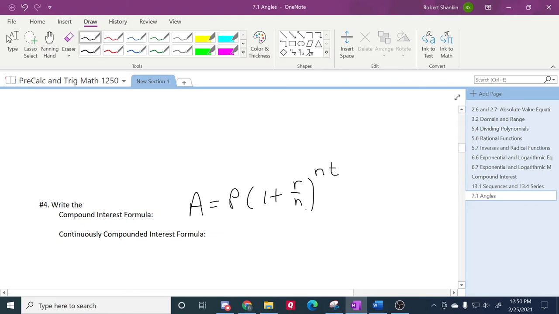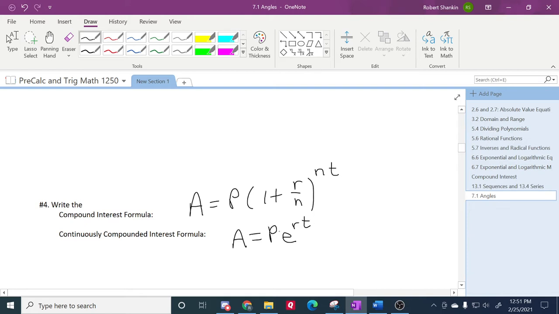So it's like this. And then the continuously compounded interest formula starts out A equals P, and it's not going to have an n, because it's like we've taken n off to infinity, compounding an infinite number of times. And that produces e to the rt, Pert, like this.